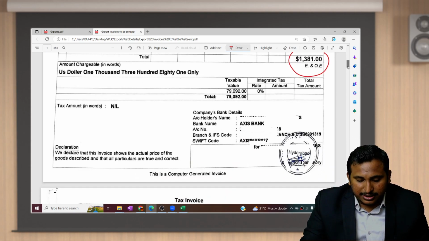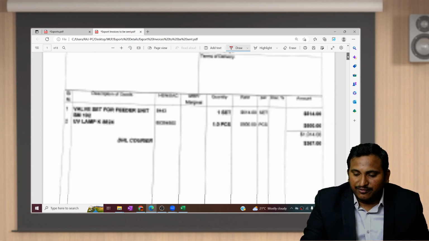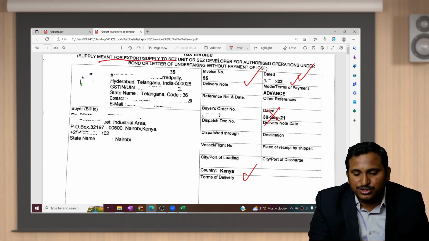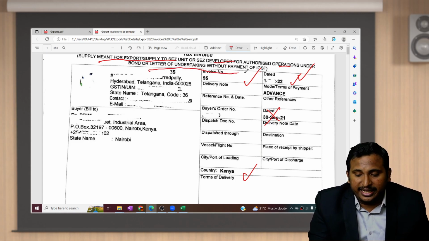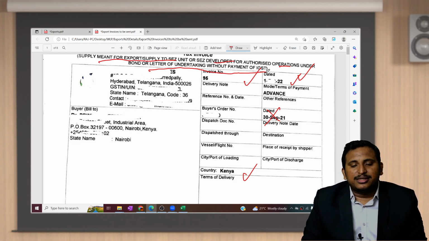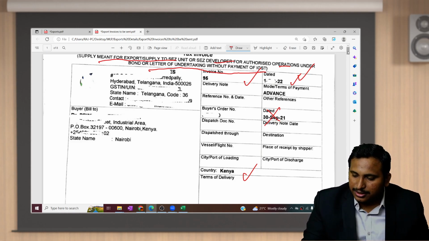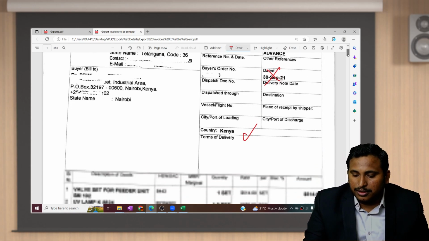Now next, have you paid any tax? No. In fact, at the beginning only we might have mentioned: this is a supply meant for export to SEZ unit or developer or any other operations under LUT without payment of GST. Already we have submitted the LUT for this, and based on that only we are proceeding. Is that clear, everybody? Right. So this is what I think. Which details are to be filled? You have understood, right? Okay.